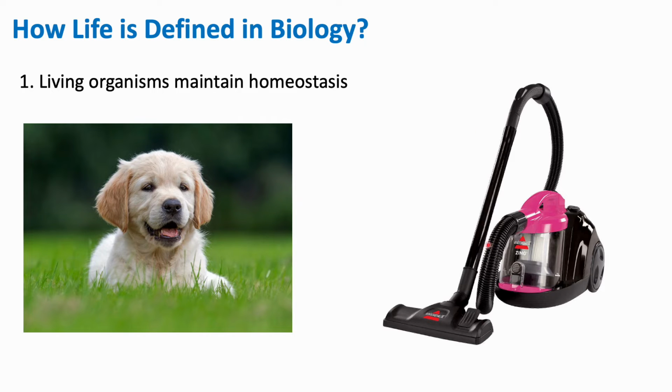But what about this vacuum? Can a vacuum maintain homeostasis? I don't think so, right? On a hot day, the vacuum isn't going to start sweating. It's not going to want a cold glass of water, right? So in this case, this characteristic does not apply to a vacuum, but it does for the dog. The second characteristic is that living things must reproduce.